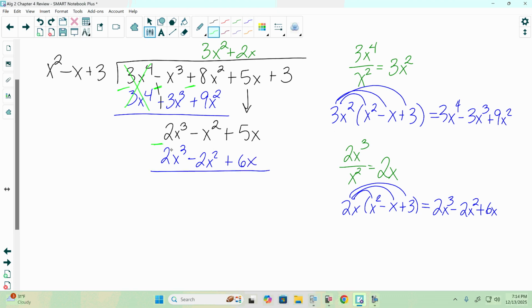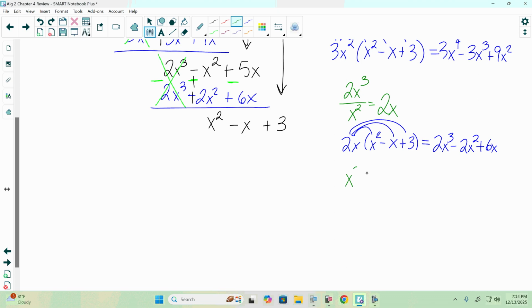And again, we're going to subtract. 2x cubed minus 2x cubed is 0. Negative x squared minus negative 2x squared. Our negative and negative make a plus. Negative x squared plus 2x squared, so it'll be positive x squared. 5x minus 6x is negative x. And lastly, we bring down our plus 3. And we do this one more time.